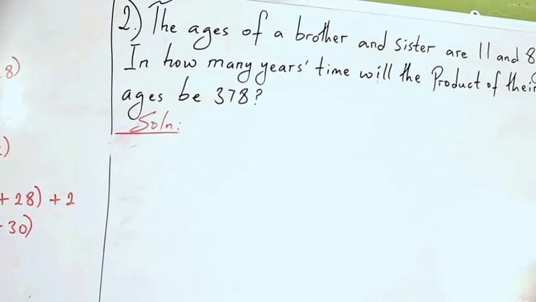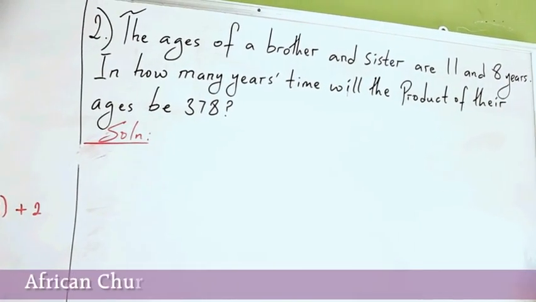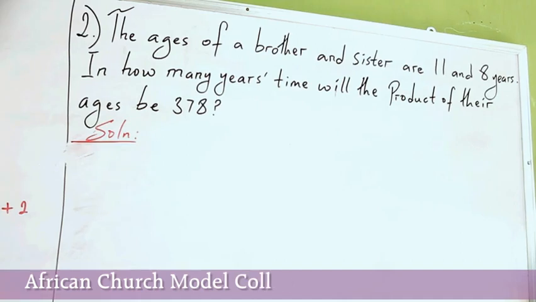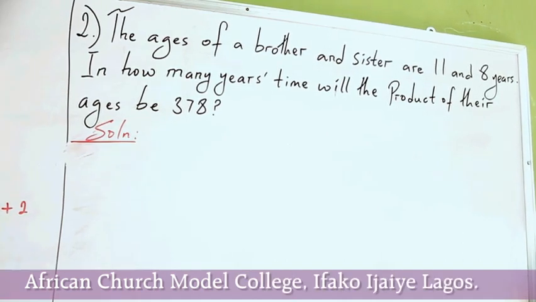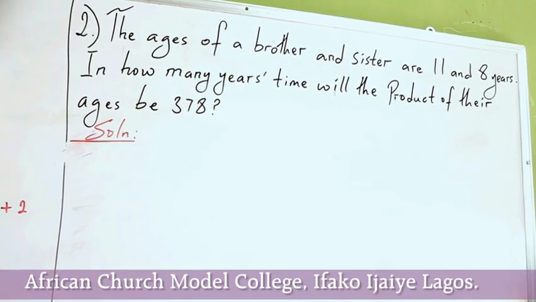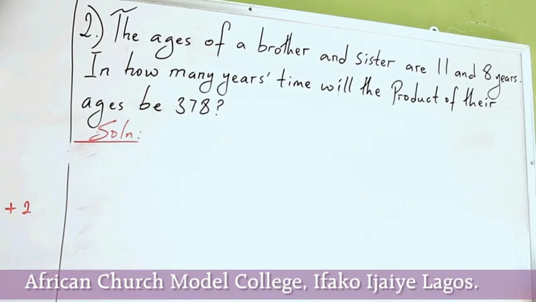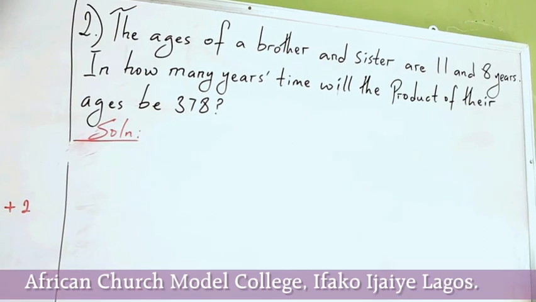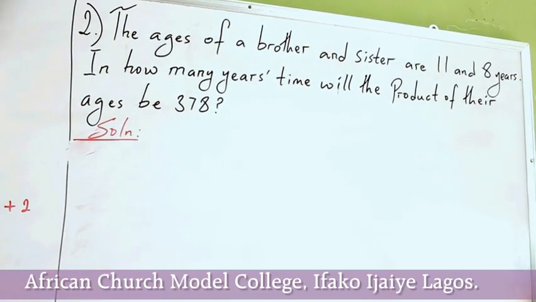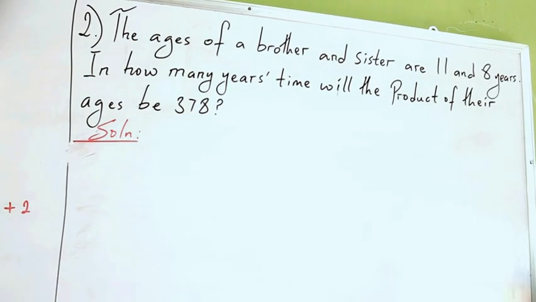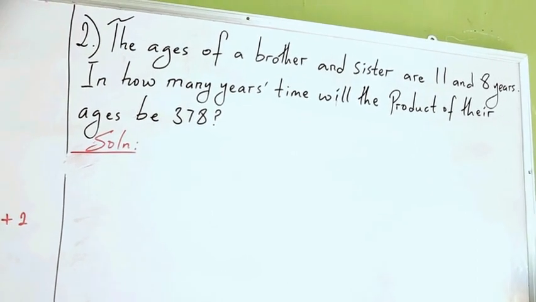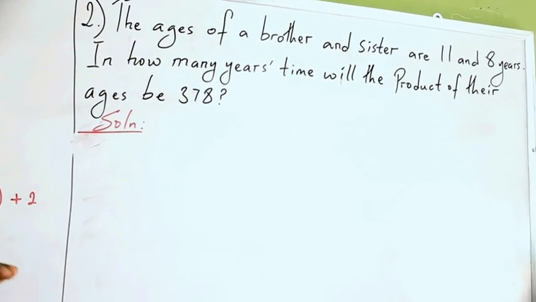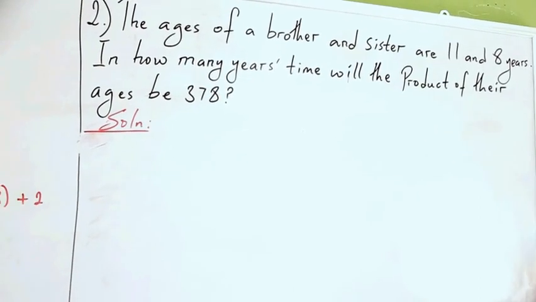The ages of a brother and sister are 11 and 8 years. In how many years' time will the product of their ages be 378? The word problem given here leads to a quadratic equation. Well, let's take them sentence by sentence. The first sentence says the ages of a brother and sister are 11 and 8 years. And the next sentence says, in how many years' time will the product of their ages be 378?